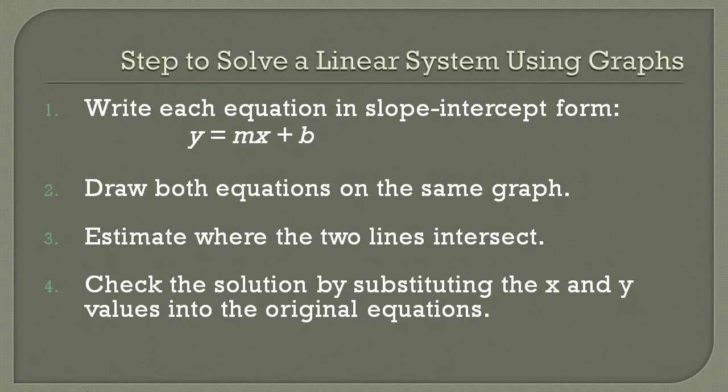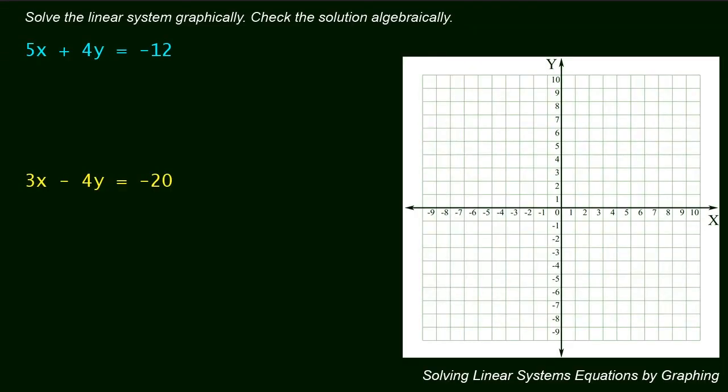Let's go ahead and try a few problems. Here's our first example. The question asks us to solve the linear system graphically and check the solution algebraically. We have two equations. We have 5x plus 4y equals negative 12 and 3x minus 4y equals negative 20. Remember, our solution to our system of linear equations is where the two graphs intersect.